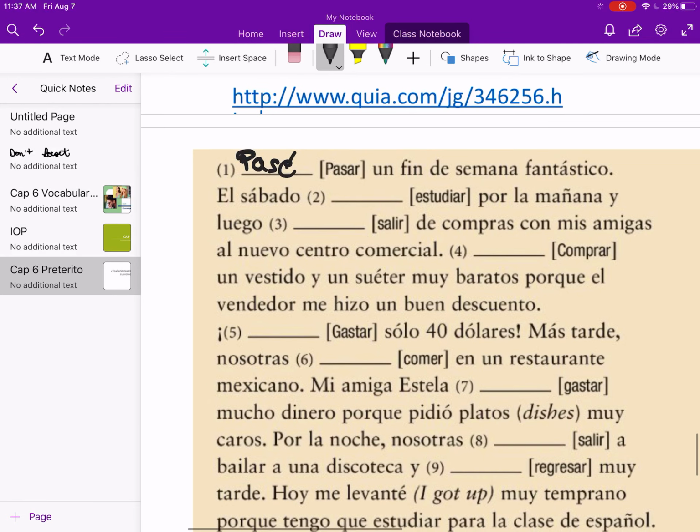El sábado estudié por la mañana y luego salir. Okay, so salí de compras. Then what? Comprar in the yo form. So compré un vestido y un suéter barato, blah, blah, blah. Gastar. So I only spent $40. So gasté $40.